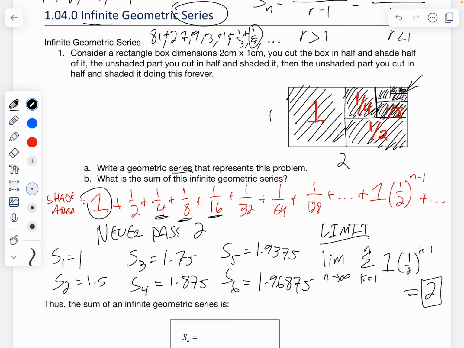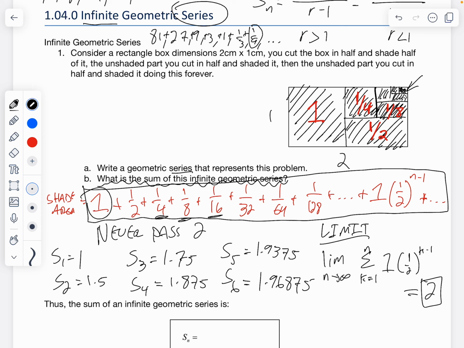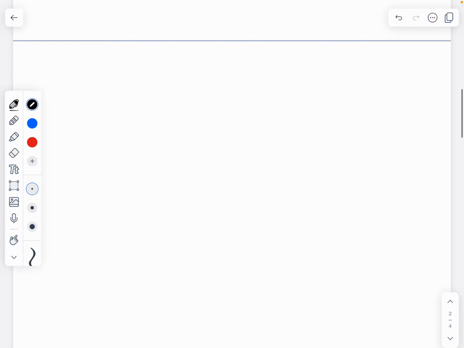We will never pass 2. And so we say that the sum of the infinite geometric series is indeed 2, and that's what they're asking here. What is the sum of the infinite geometric series? The answer to that question is 2. So part A is this geometric series that represents the shaded area, and the answer to part B is 2. There's actually a way you can calculate this, and it's kind of cool the way it works. I've got a blank page down here to show it.